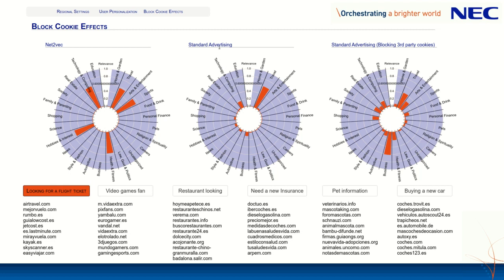The online advertising ecosystem is able to send almost all the ads about traveling, so they do a very good job. And even when you block third-party cookies, they start receiving a lot of ads about business and more than traveling, but still they understand that the user is interested in traveling.